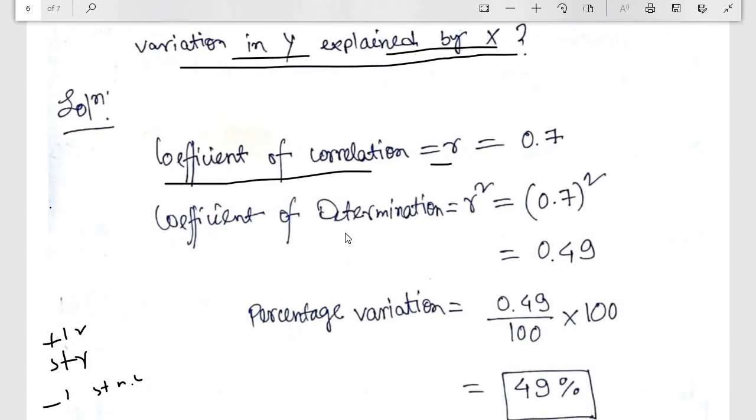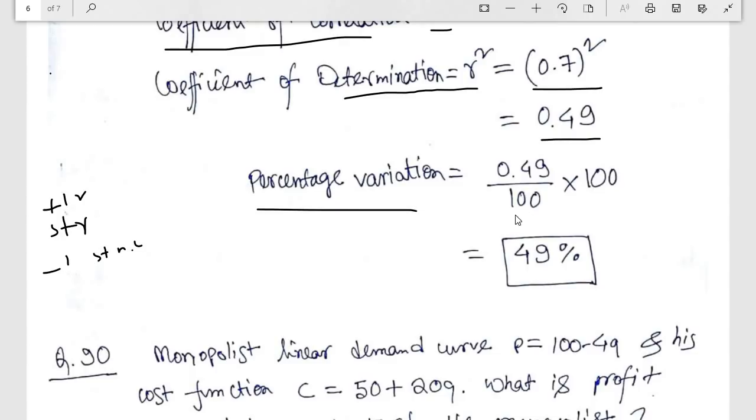The formula for the coefficient of determination is r square. So we will square this 0.7, it will become 0.49. In percentage terms it will become 0.49 into 100, so it will be 49%.